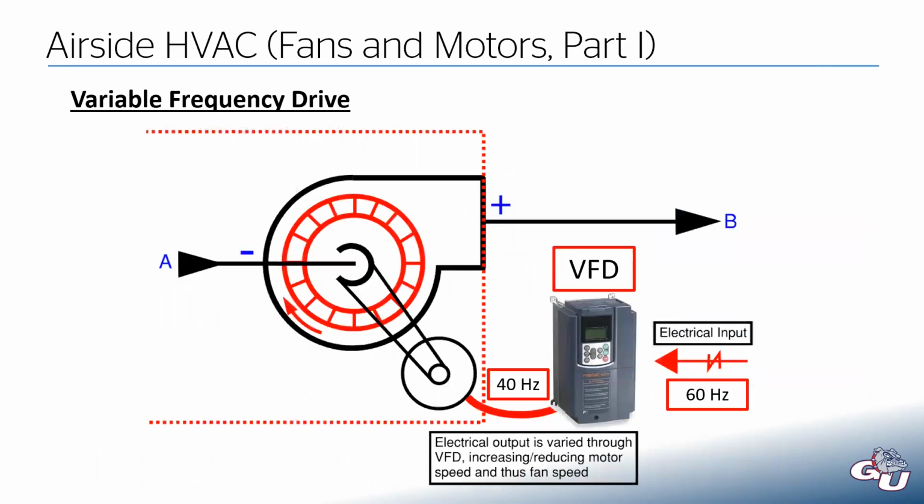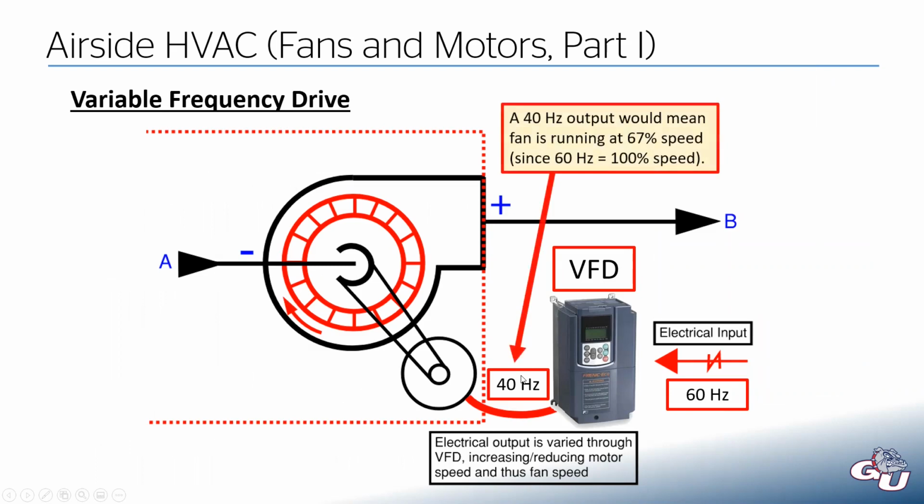This is my very basic schematic of a VFD. So it's taking that 60 hertz of electrical input, and then it's sending it out at 40 hertz, which in this case would be 67% speed. So it's taking that electrical signal and then playing with it and only outputting the frequency we actually want.